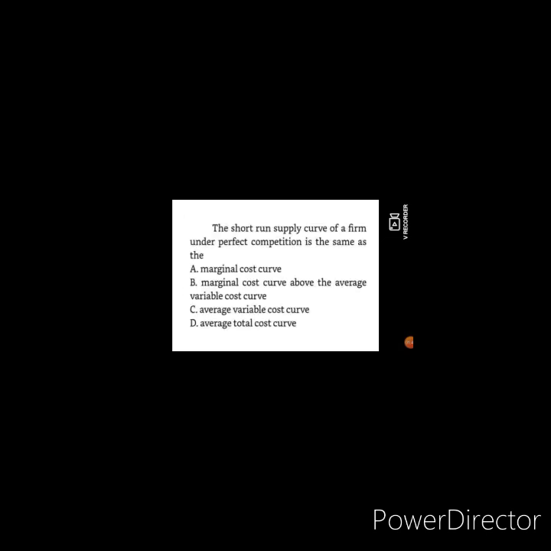Okay. The next question is, the short run supply curve of a firm under perfect competition is the same as, the answer will be marginal cost curve above the average cost curve. So let me explain why.